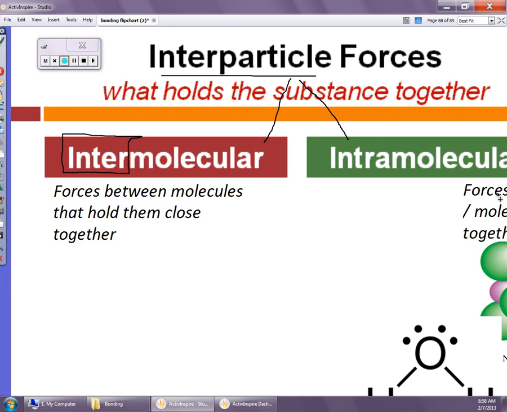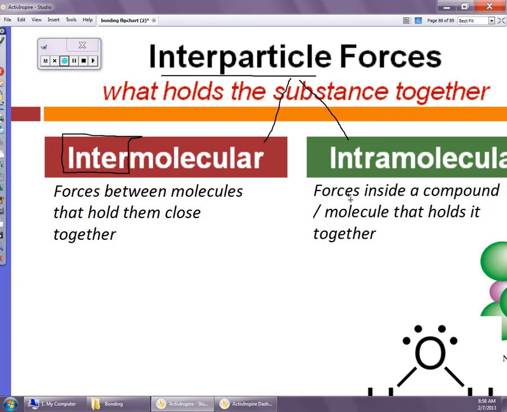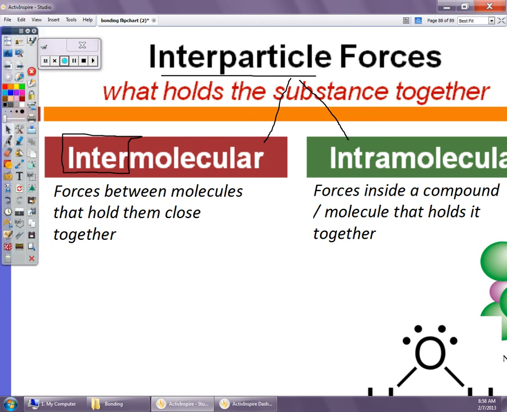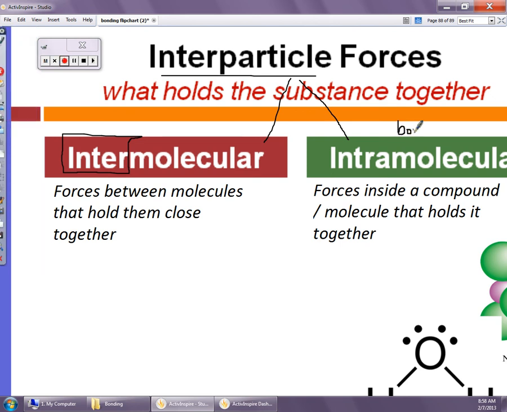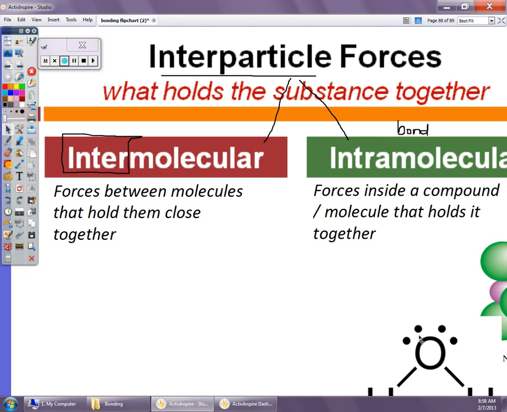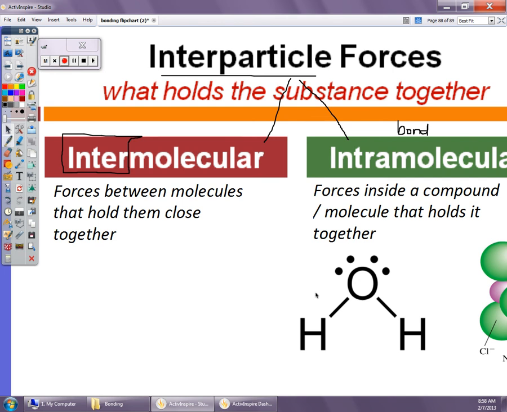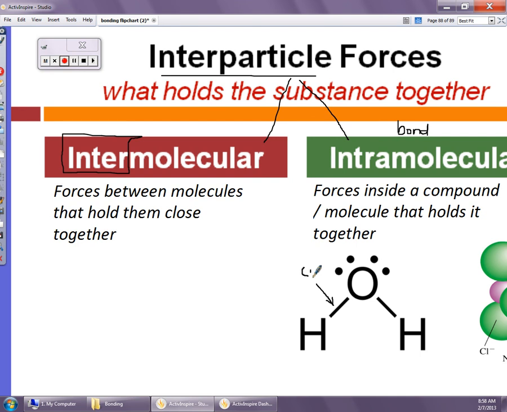Intramolecular forces are forces inside the compound or the molecule. So the A part means it's inside. That holds this compound or this molecule together. These are the bonds that we have already been discussing. Covalent, ionic, and metallic. So an example of this is water. In the water molecule, you have a bond right here, and it is a covalent bond. It is inside the molecule, it holds the molecule together, and therefore it is an intramolecular force.